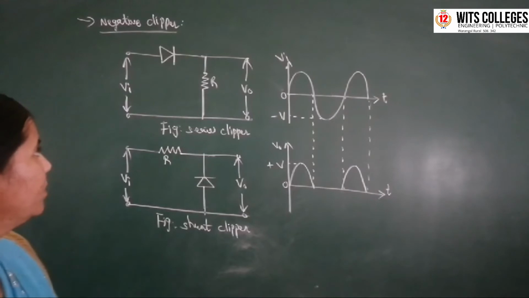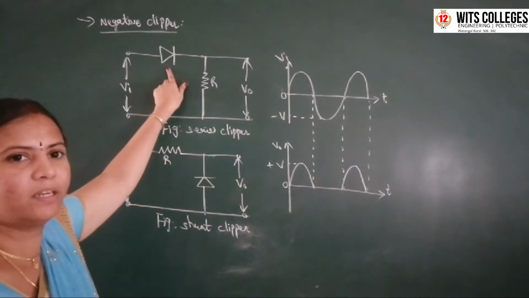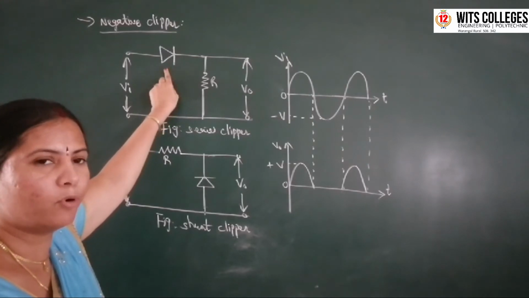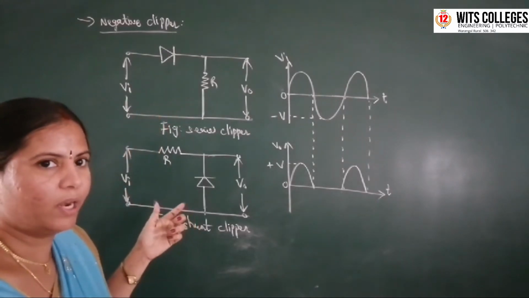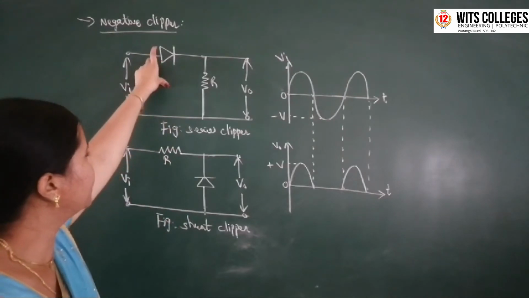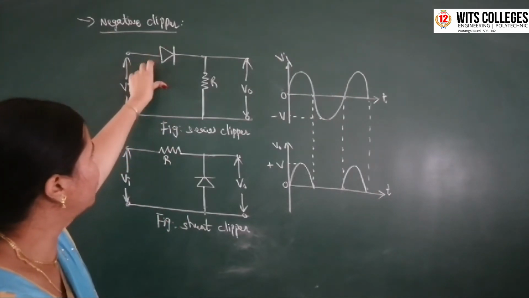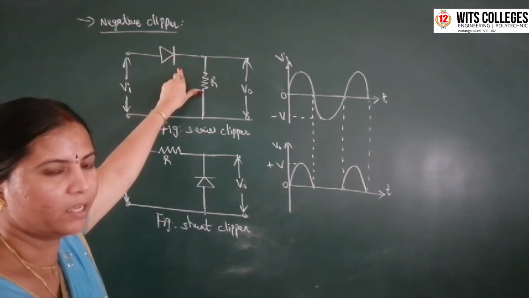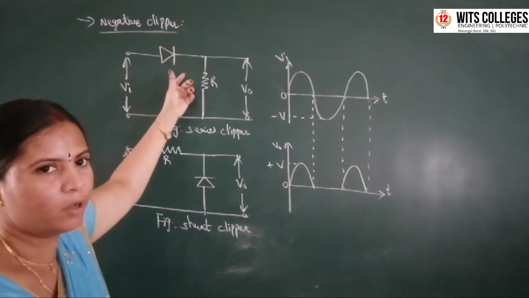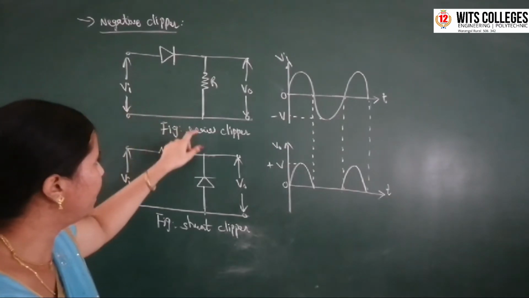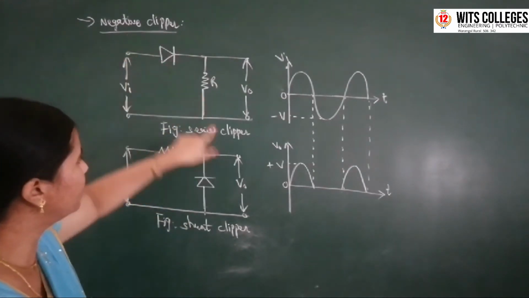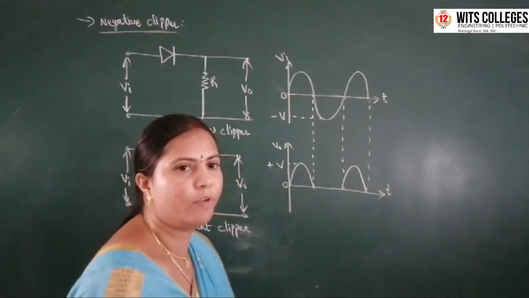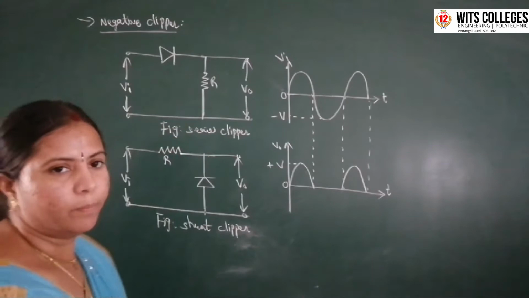Coming to the negative clipper, here the diode is connected in reverse connection, that is nothing but the opposite of the positive clipper. In the positive clipper it is connected with the negative and cathode terminal here; here it is connected with the cathode terminal here. It is the opposite of the positive clipper. So these are the two diagrams. This is the series negative clipper and this is the shunt negative clipper, and these are the input and output waveforms of the negative clipper.